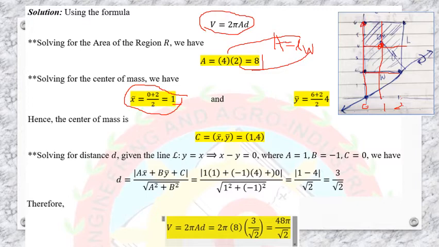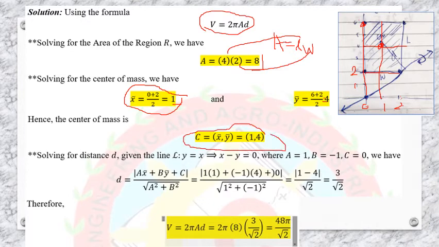So, we have 6, and then plus 2. Okay, so we have 6 plus 2, divided by 2, this is equals to 4. So, therefore, ang midpoint niya sa y, with respect to y, is 4. Hence, the center of mass is equals to (1, 4).